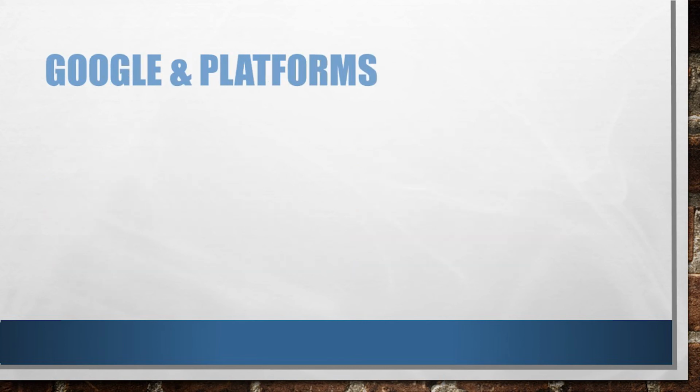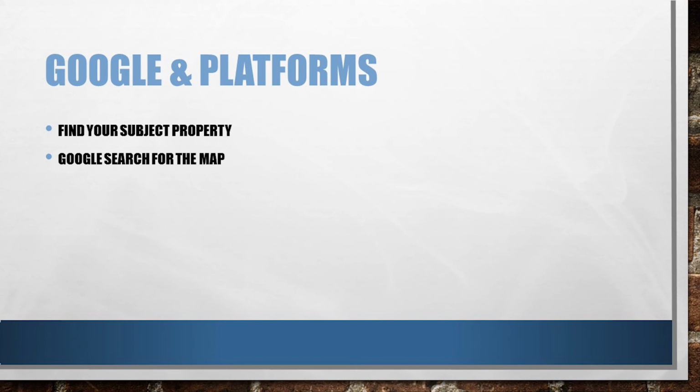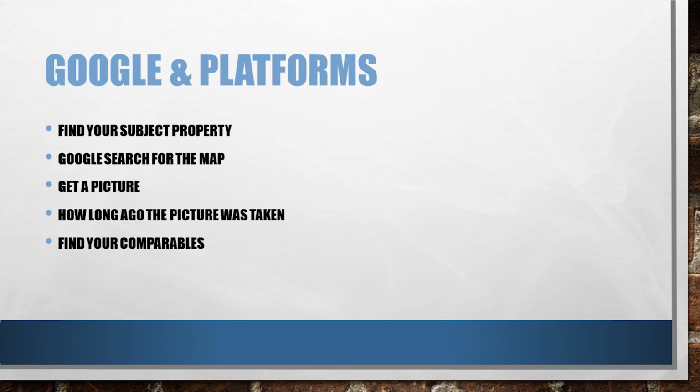Now, the nice thing about Google and some of the other platforms that you have out there is you can find your subject property. You can do a Google search for the map kind of thing, and you can get a picture, and it'll tell you on the picture how long ago the picture was taken. And then once you find your comparables, and you're satisfied that they meet the criteria of the 200 square feet, the 5 years, the like-type bedrooms, bathrooms, those kinds of things, then pull up those pictures as well.